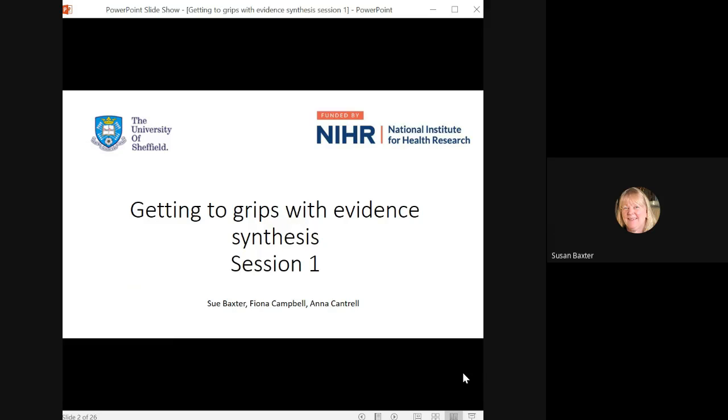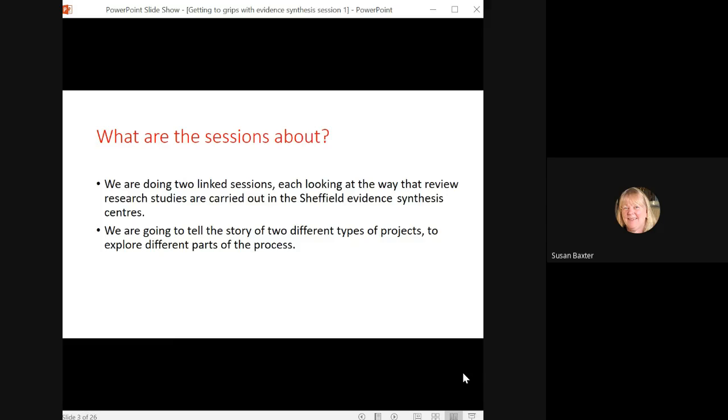So we're going to be talking about evidence synthesis, and this is the first of two sessions that we're going to be providing to public advisors. I'm Sue Baxter, and I'm going to be presenting this session with my colleagues Fiona Campbell and Cantrell.